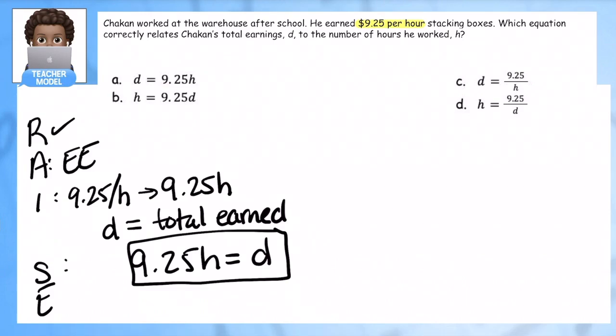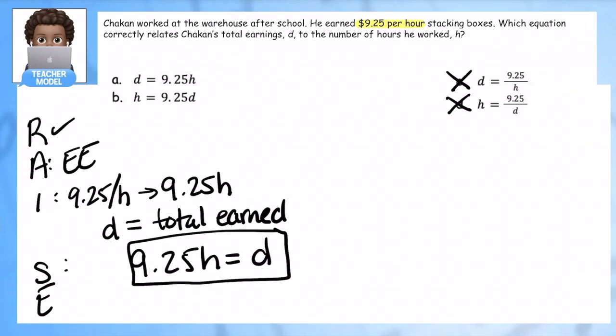And I know I want the 9.25 and the H together, and they should be connected as a coefficient. So it definitely cannot be C. Doesn't work. I can't have those two together. So I'm going to close that one off. Same thing with this one over here. I'm not dividing, so H is not equal to 9.25 divided by D. So that's not going to work either.